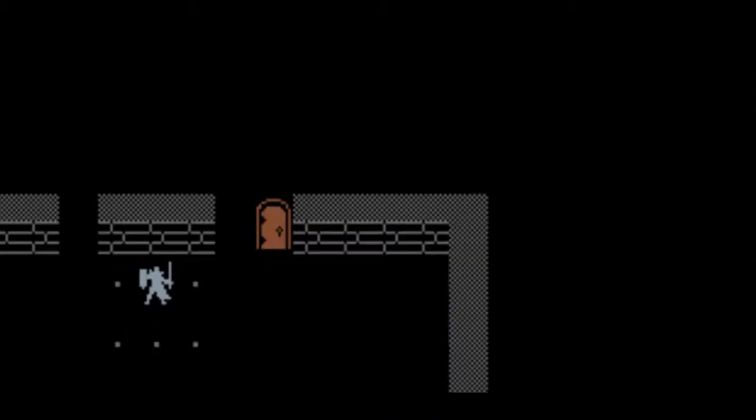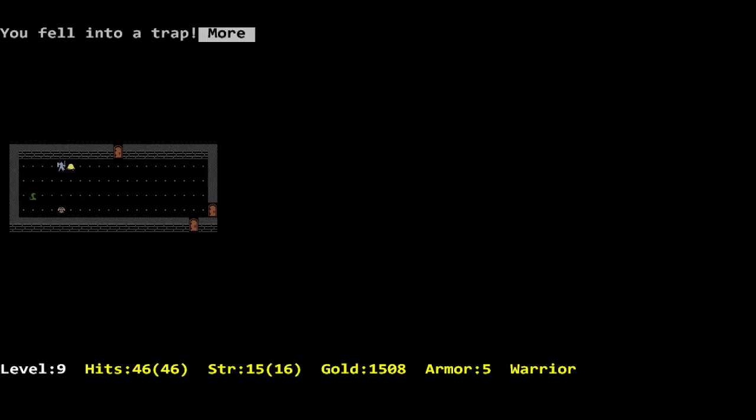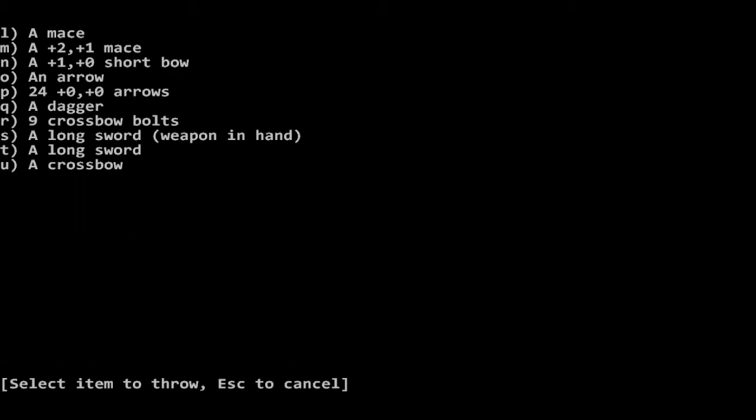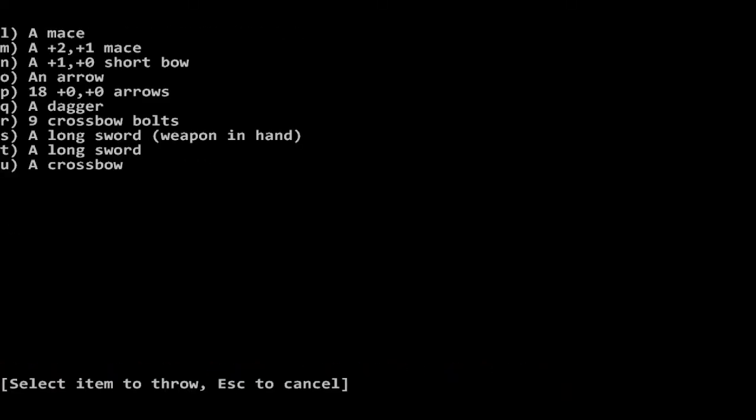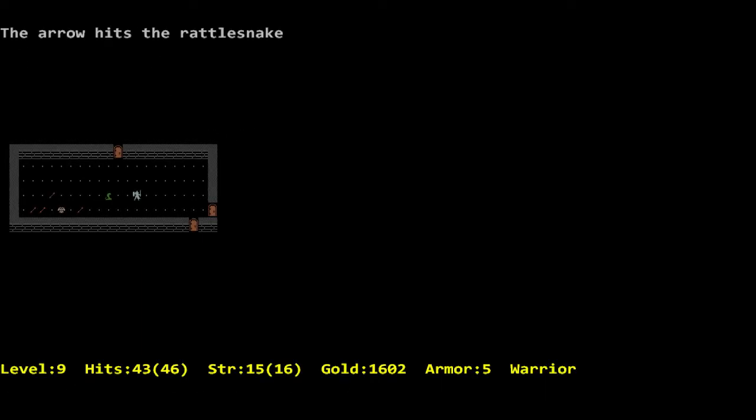Oh no! Oh shit! You fell into a trap. We were damaged by the fall. There's another rattlesnake. Things are just stupid right now. So this rattlesnake is not doing anything, so we're just going to throw arrows again. Can you please not miss? Fuck.